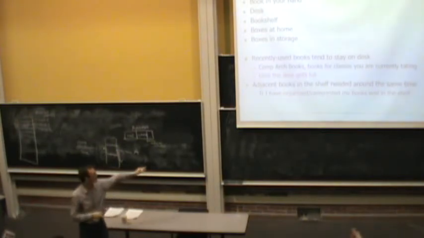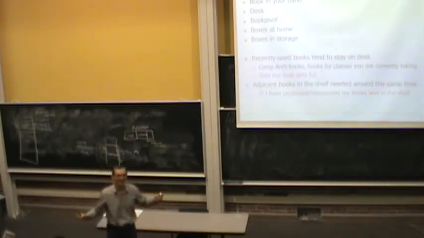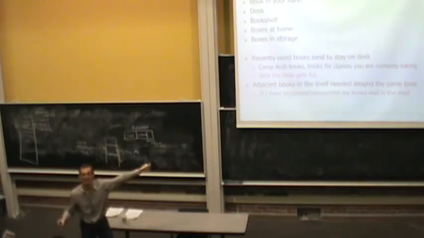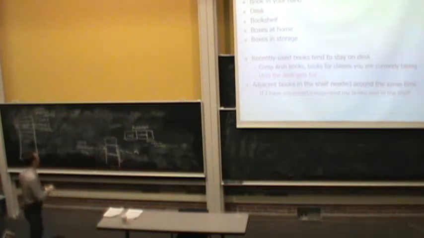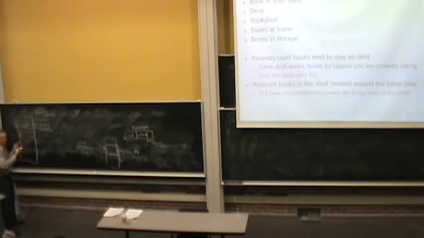Of course, this works only if you organize and categorize your books well in your shelf. Right? And this is also true for computers. If you organize your data well in memory, such that things that you're going to access together are in consecutive locations in memory, you get better spatial locality.